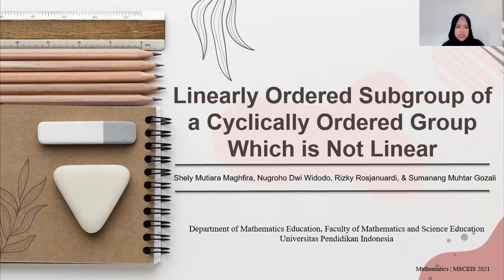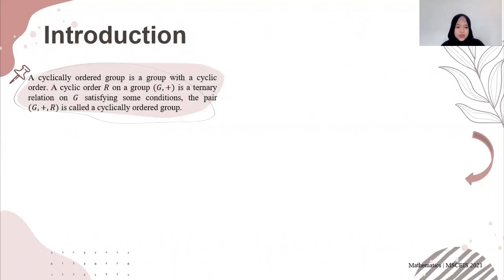This paper title is Linearly Ordered Subgroup of a Cyclically Ordered Group which is not linear. And this is what my research has been. A cyclically ordered group is a group with a cyclic order. A cyclic order R on a group G is a ternary relation on G satisfying some conditions. The pair (G, +, R) is called a cyclically ordered group.